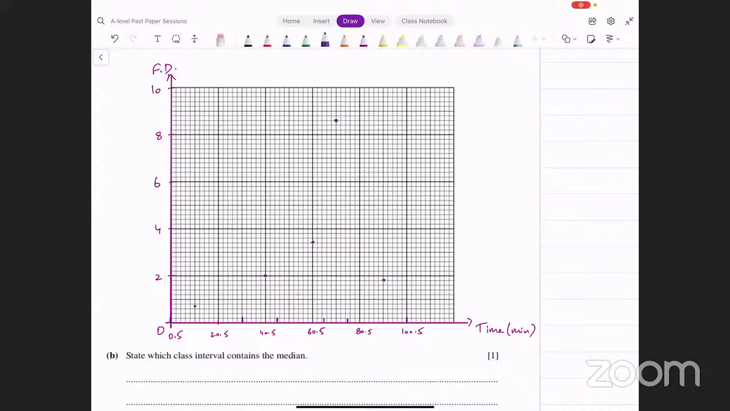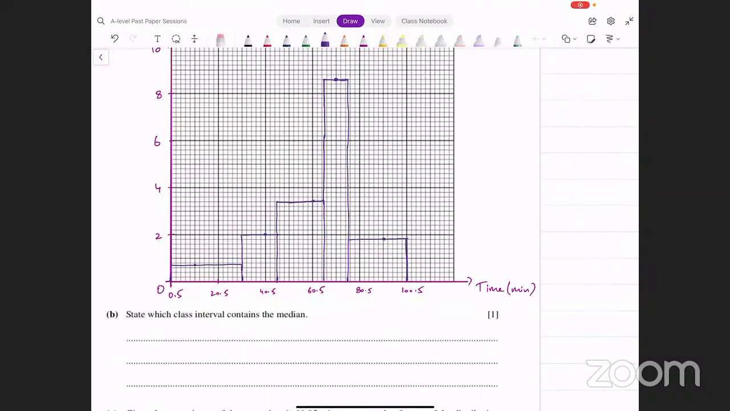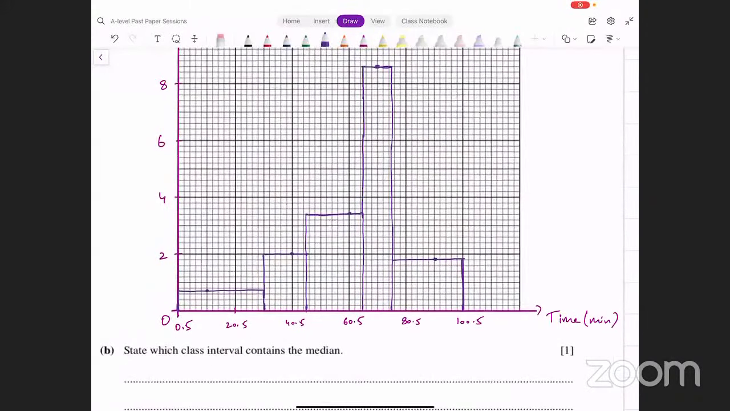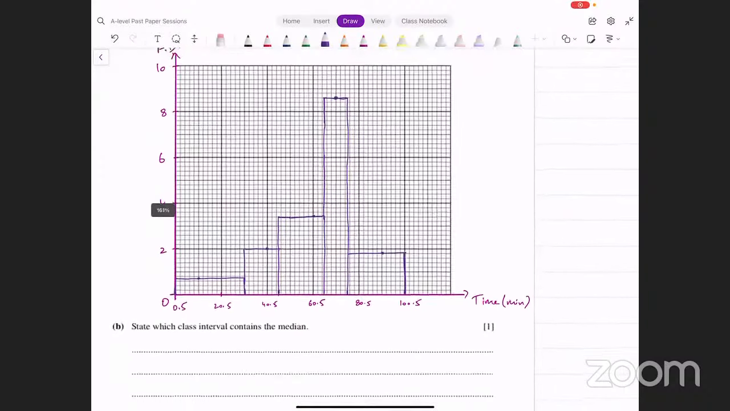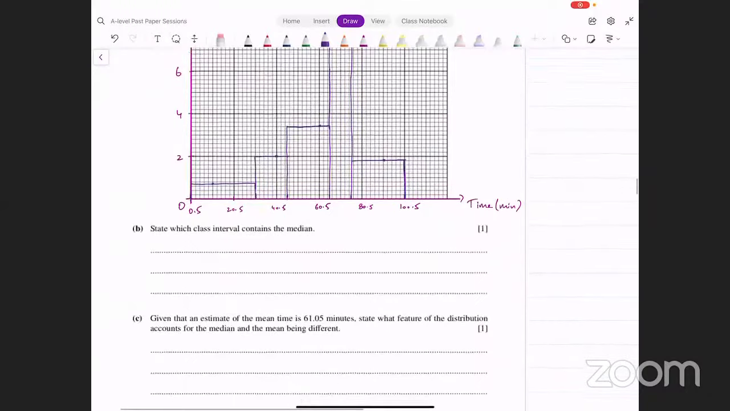मेरे पास यहाँ पे scale नहीं है, unfortunately, so I'm just going to draw it by hand. This is what your histogram is going to look like. ठीक है? Of course, your lines are going to be straighter than this, but this is what it's roughly going to be. Okay? ये आपका histogram बन गया. All right. Let's move on to the next part.